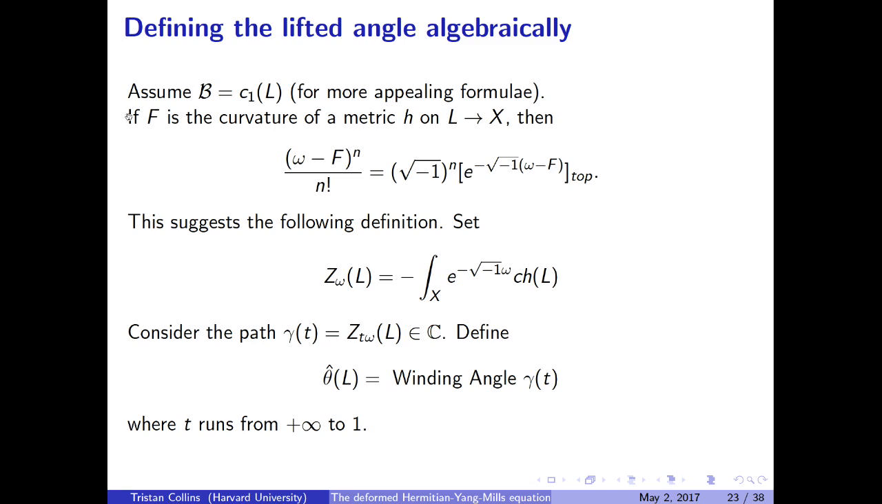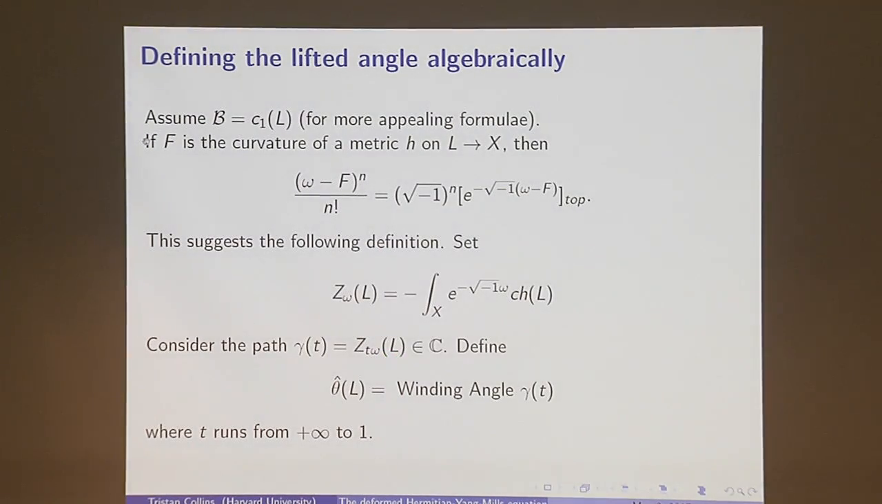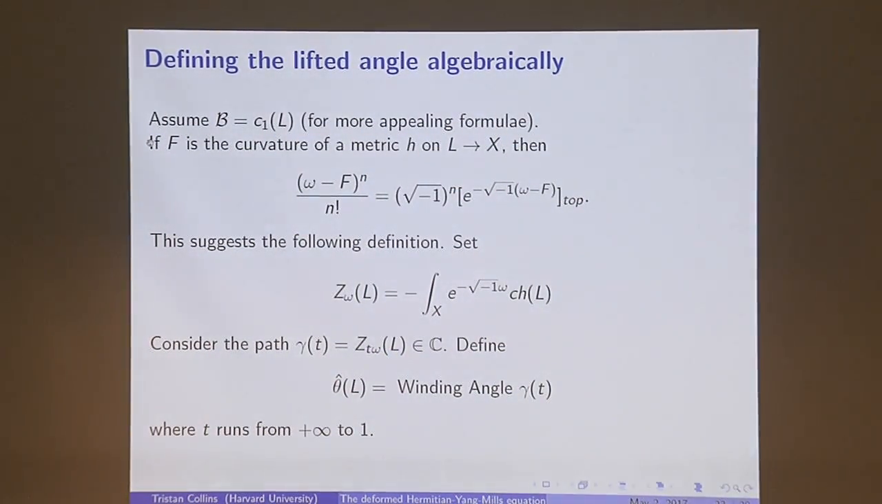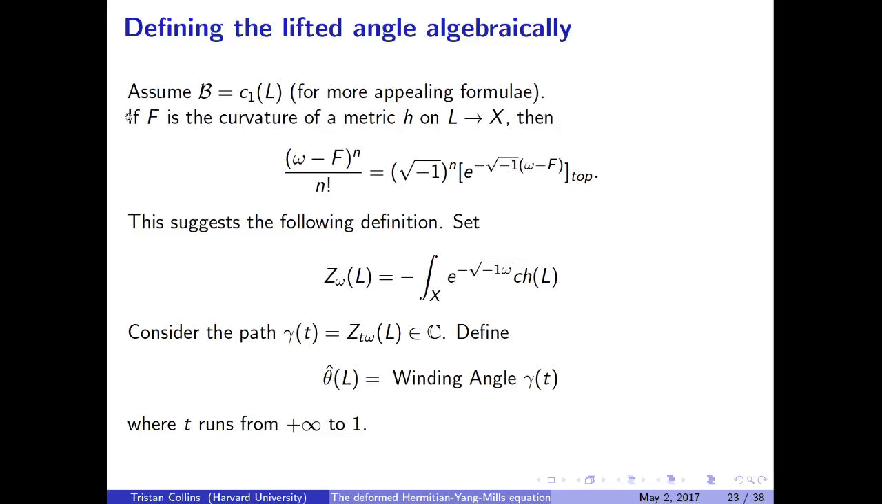This is literally a tautology, so I'm not doing anything here. But in particular, we can look at this quantity where we integrate this over the manifold. And now how do we define the lifted angle? Well, we look at this path. So we scale the metric omega by t, right, z_t omega, and we look at this path as it winds around in C, hopefully in C.